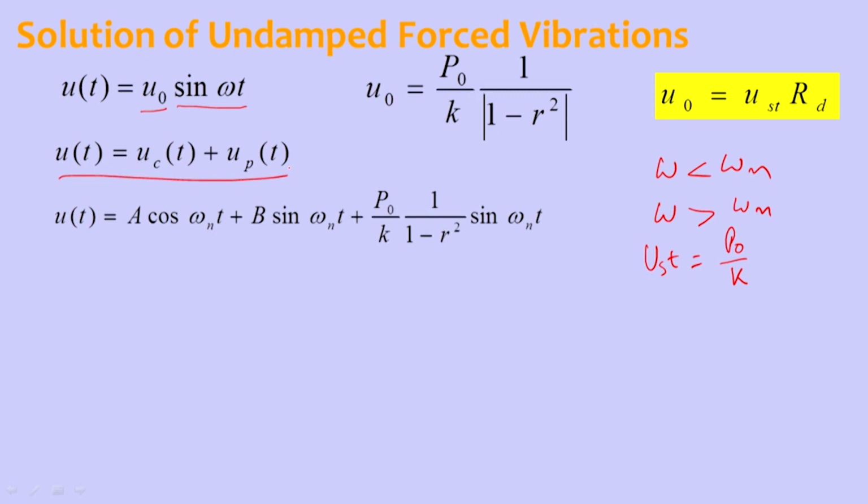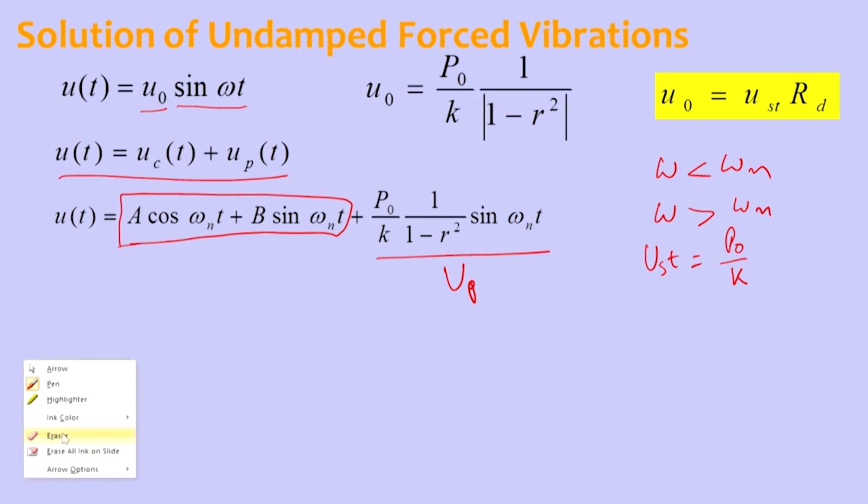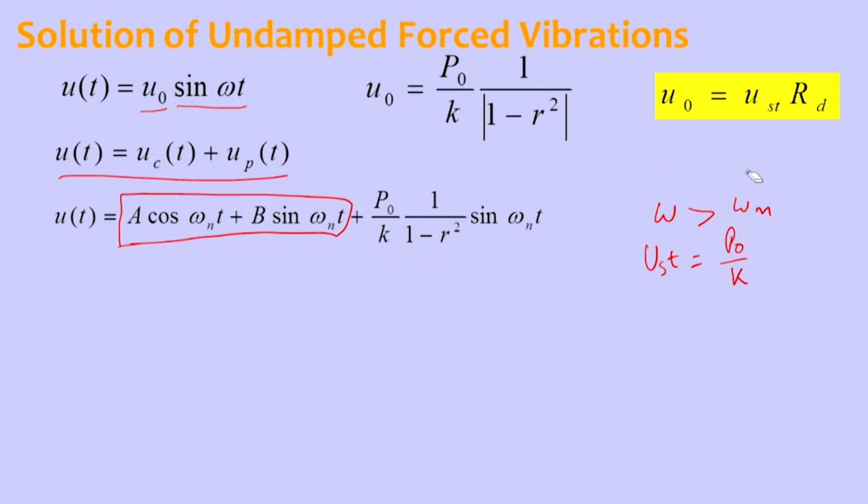So now we need to find the complementary function also. This complementary function, as we know from the undamped free vibration case, is a cos omega n t plus b sin omega n t, together with the particular integral part. Now we need to get rid of the a and b constants. We will do this by using the initial conditions, which we already know.